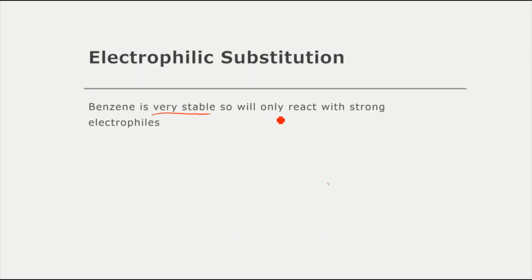Alright, so looking at electrophilic substitution in benzene. Benzene is very stable, so that just means that it will only react with strong electrophiles. If we remember with alkenes, if we had Br2, just bromine, what would happen is as the bromine comes close to that double bond, this can cause partial charges to build up. So that becomes a partial positive charge, and that would become a partial negative charge.